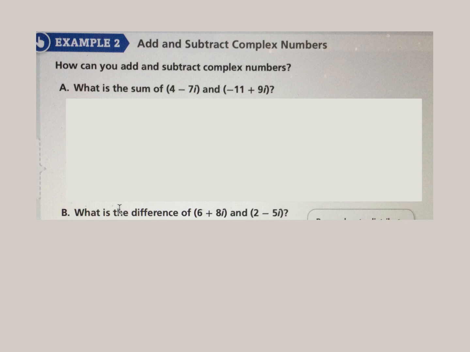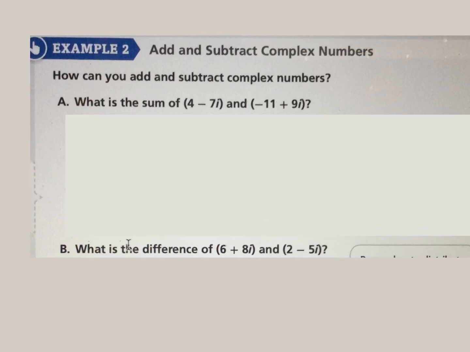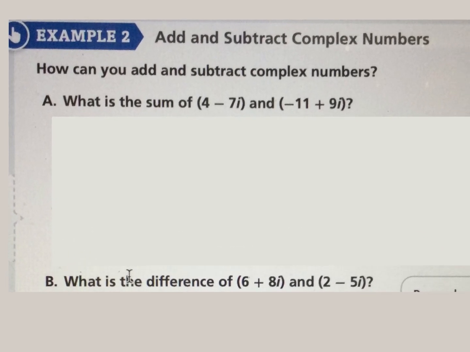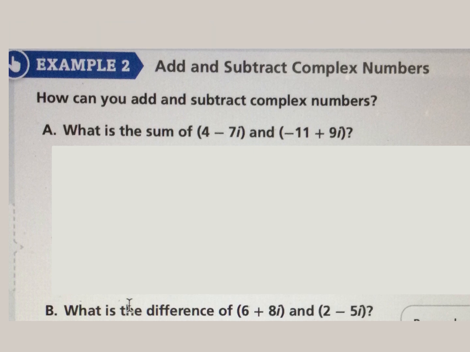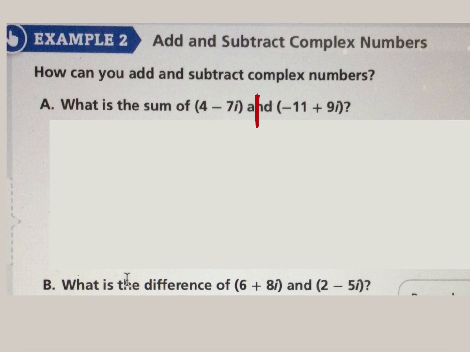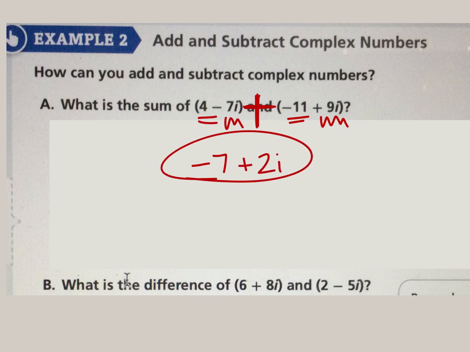So operations with complex numbers honestly are going to feel a whole lot like operations with binomials. So in these two examples, what is the sum of these two? So remember, sum means to add. And so we're just going to combine like terms, really. We're going to add the real parts together, that's negative 7. And then we can add the imaginary parts together and get plus 2i. And that's all you do.